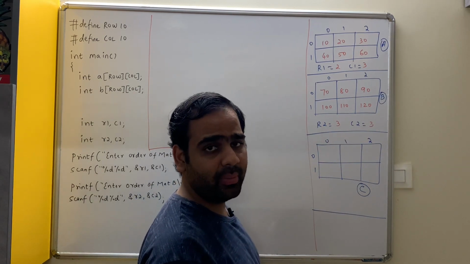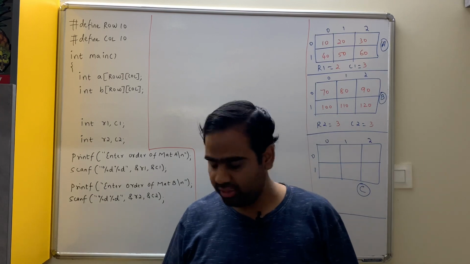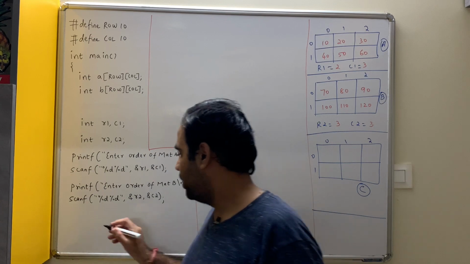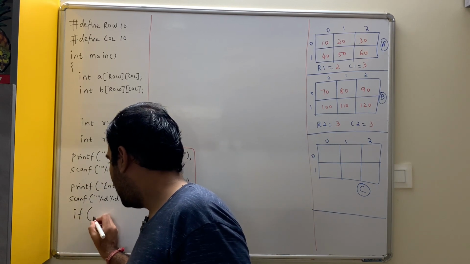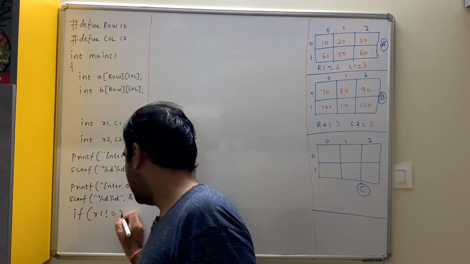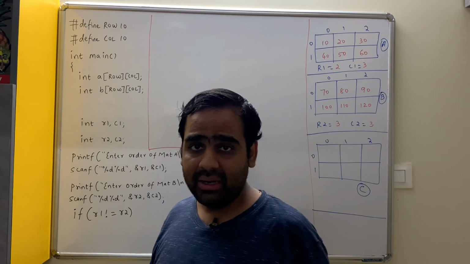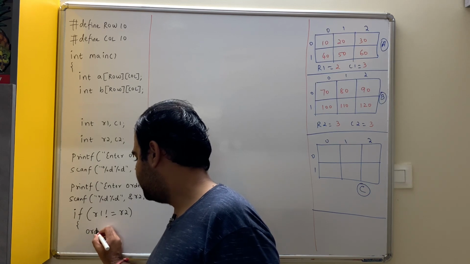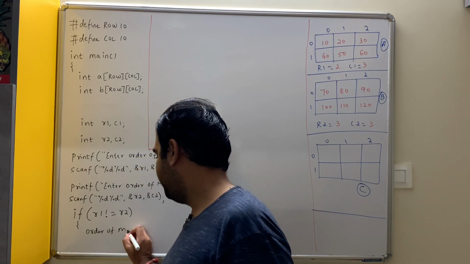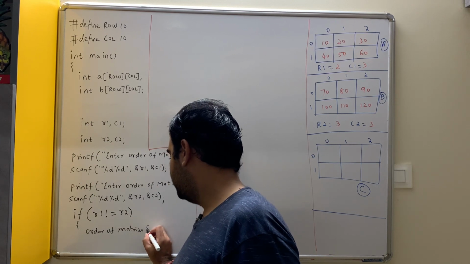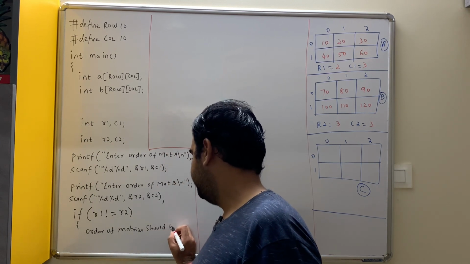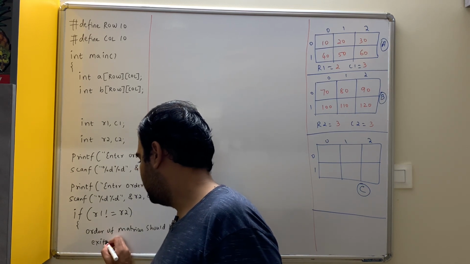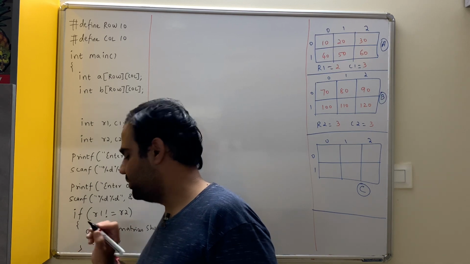Can I add these two matrices? We cannot add these two matrices. Why? Because R1 is not equal to R2. Therefore, I write here: if R1 is not equal to R2, can we add two matrices? No. Therefore, we write printf order of matrices should be same. And what do we write? We say exit the code and we stop it.